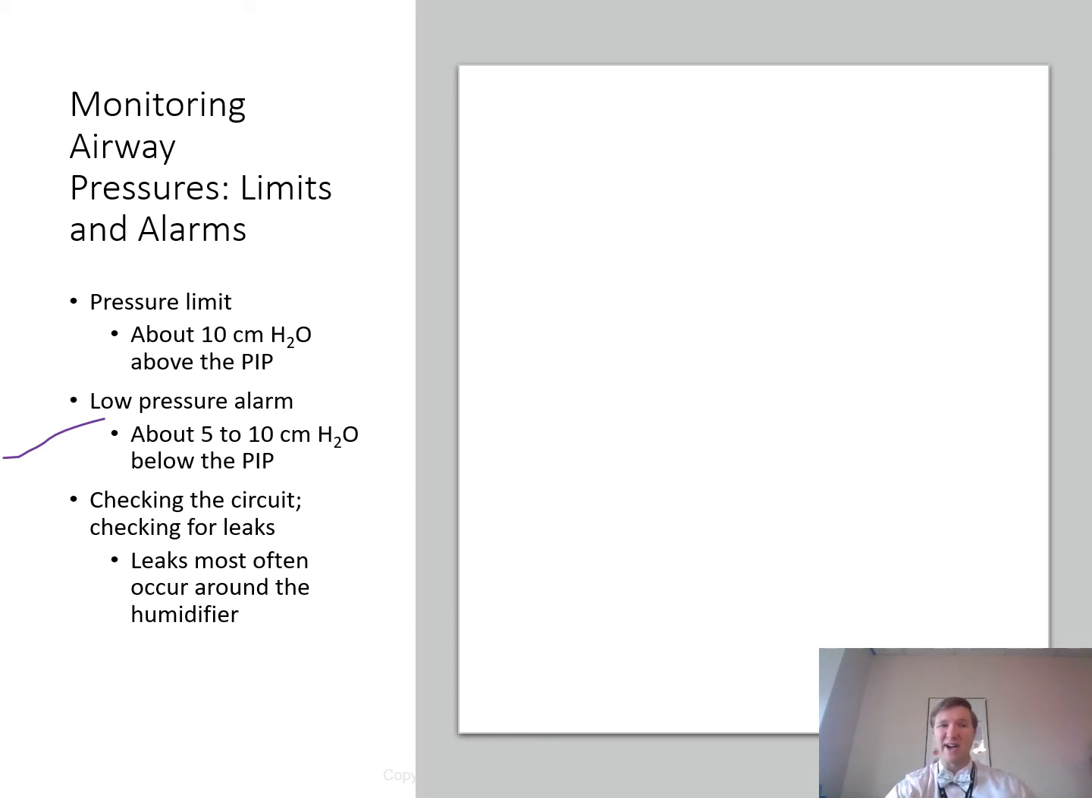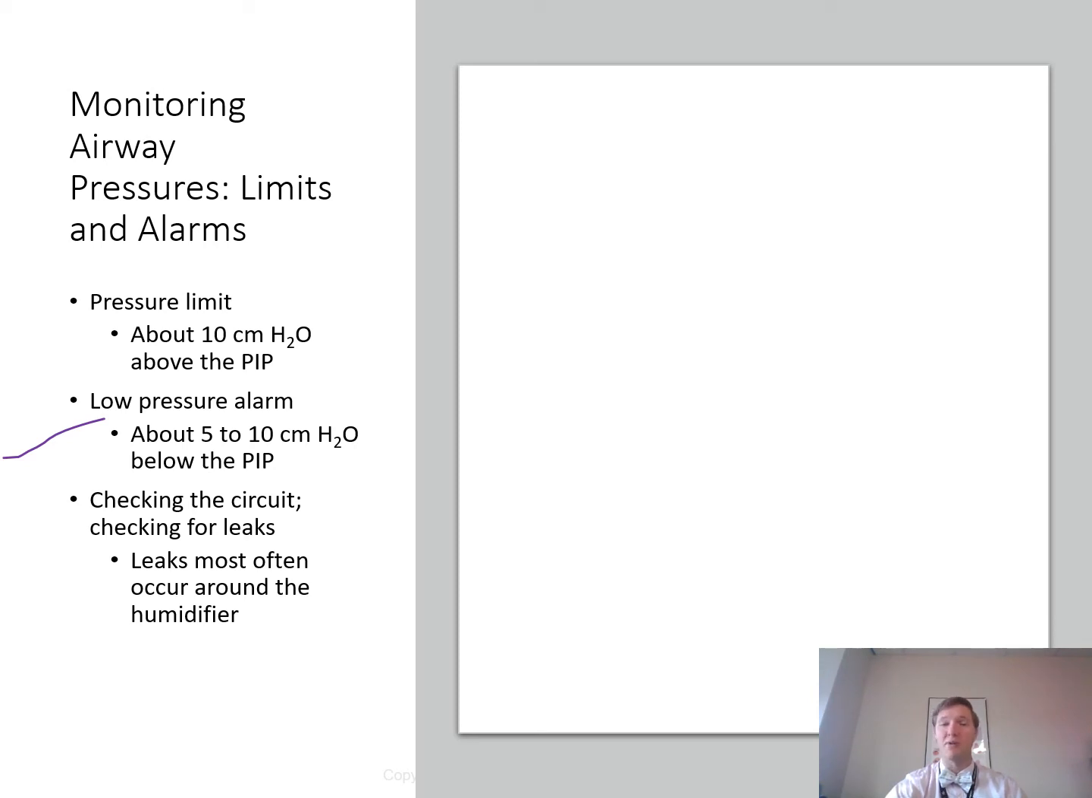So you have it set at 5. Right, 5 centimeters, 5 to 10 centimeters below that. Don't set it at 0, but 5 to 10 centimeters below that. They'll indicate that the pressure has fallen significantly, and it could be a leak involved in the circuit, right? There could be a leak involved with the circuit. So you got to be very careful if there's a leak in the circuit.